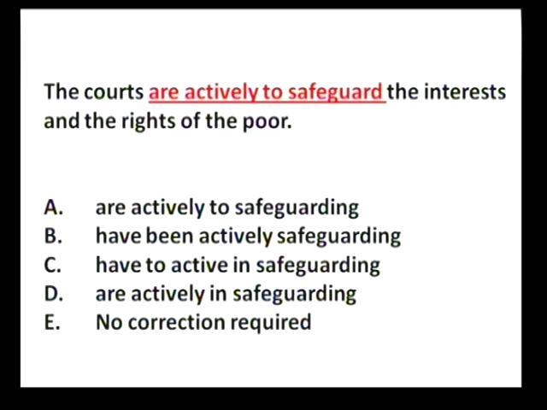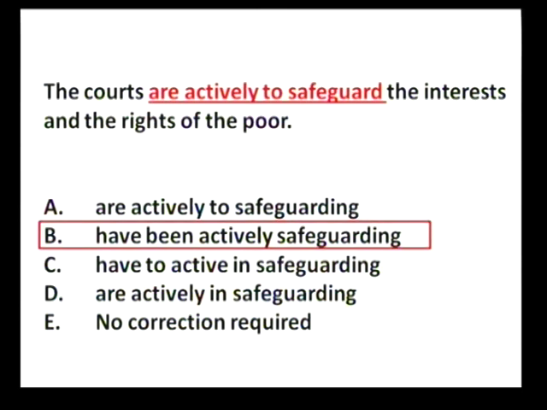The courts are actively to safeguard the interest and the rights of the poor. Options: The courts are actively to safeguarding. The courts have been actively safeguarding. The courts have to active in safeguarding. The courts are actively in safeguarding. This is easy, and the correct answer is the courts have been actively safeguarding the interest and rights of the poor.